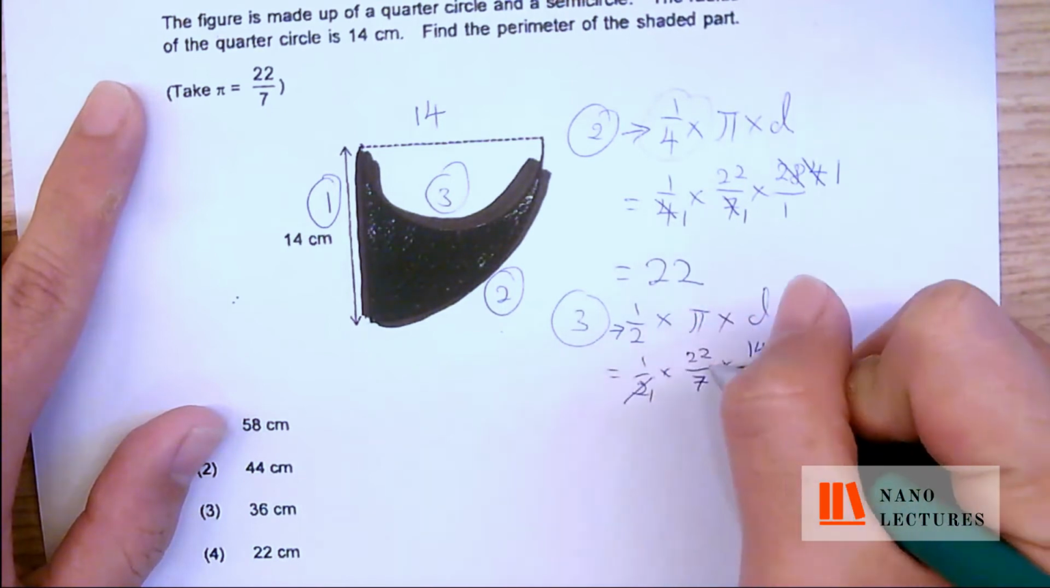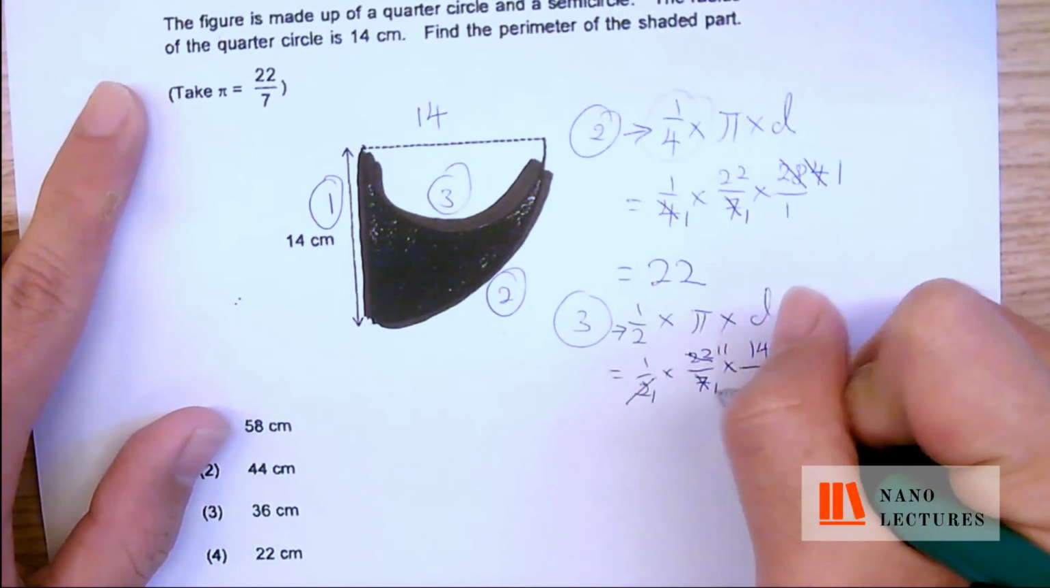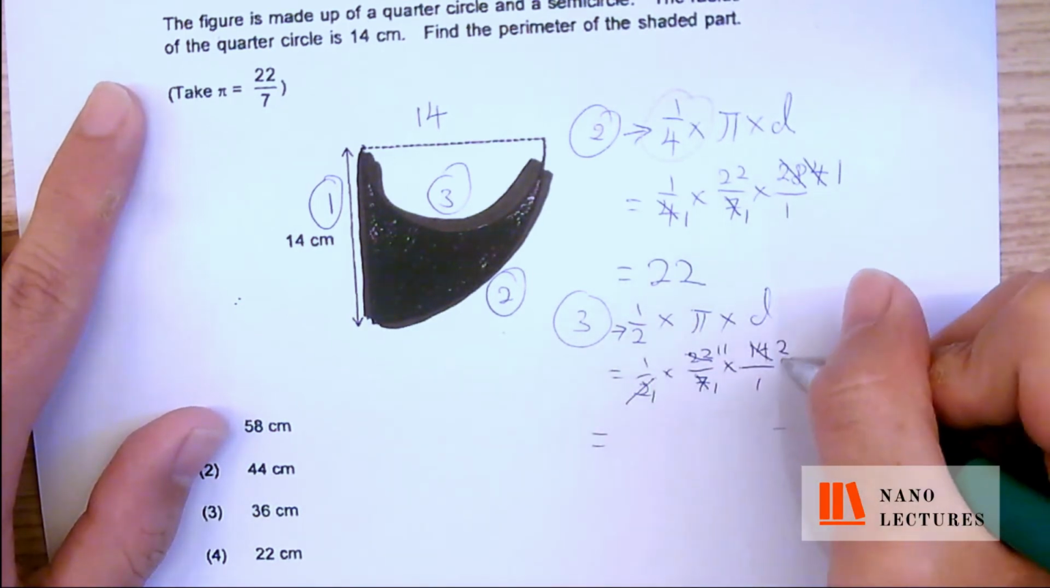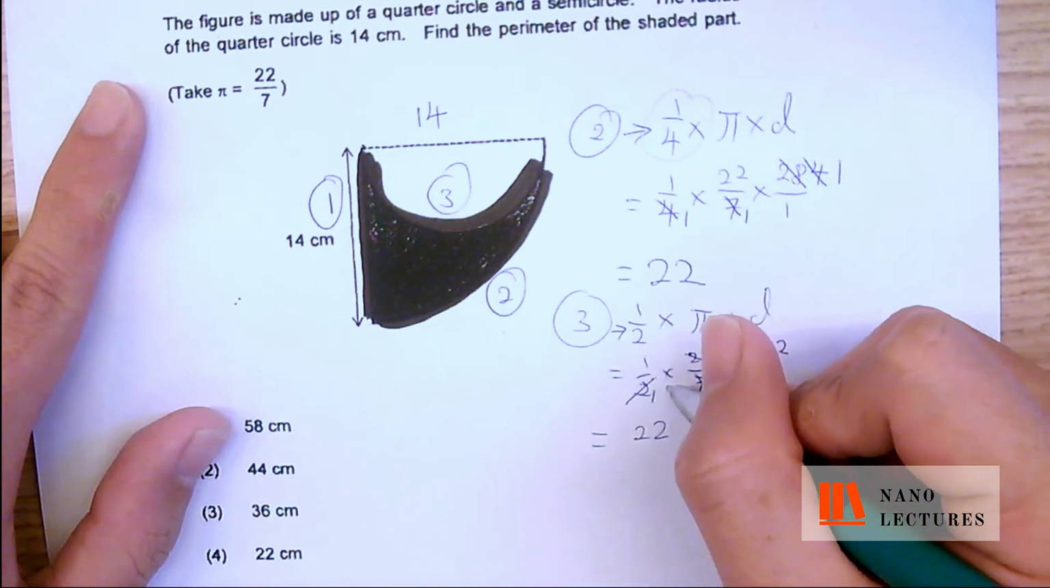Divide by 2 becomes 1, divide by 2 becomes 11, divide by 7 becomes 1, divide by 7 becomes 2. So this will give me 1 times 11 times 2, which is 22. The bottom will just be 1 times 1 times 1, right?